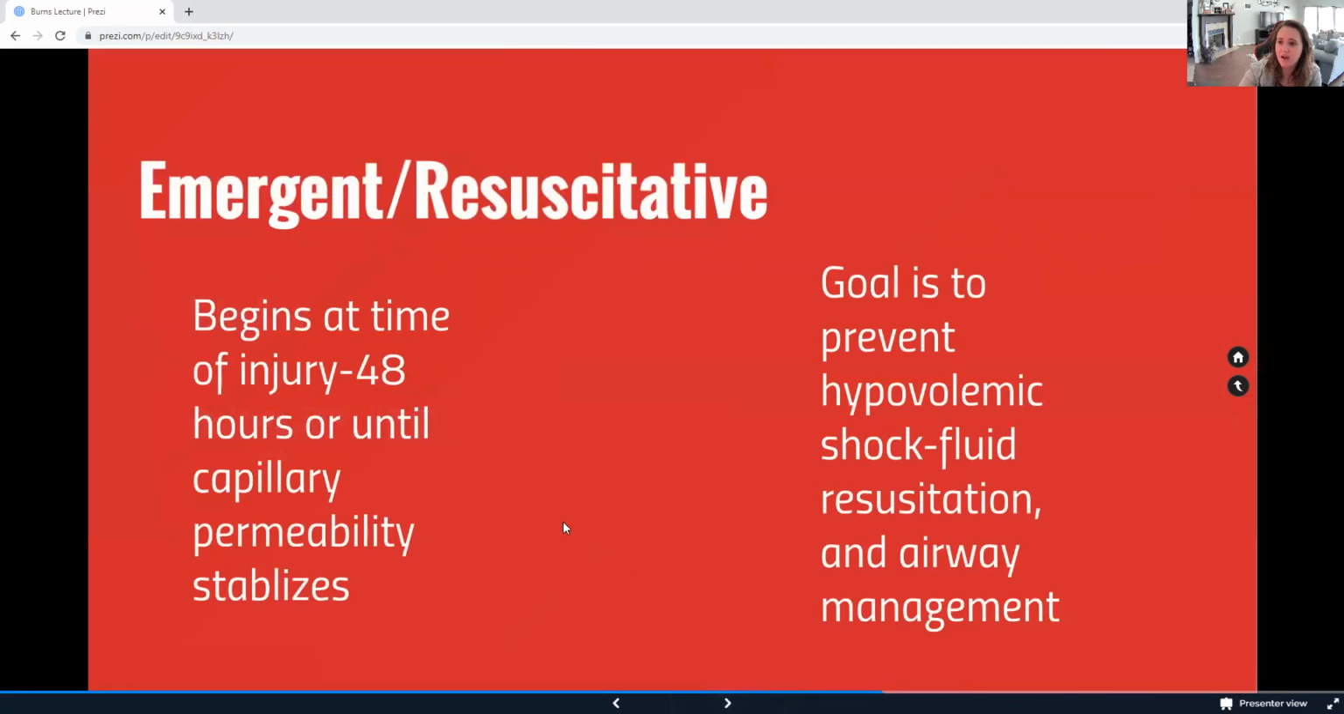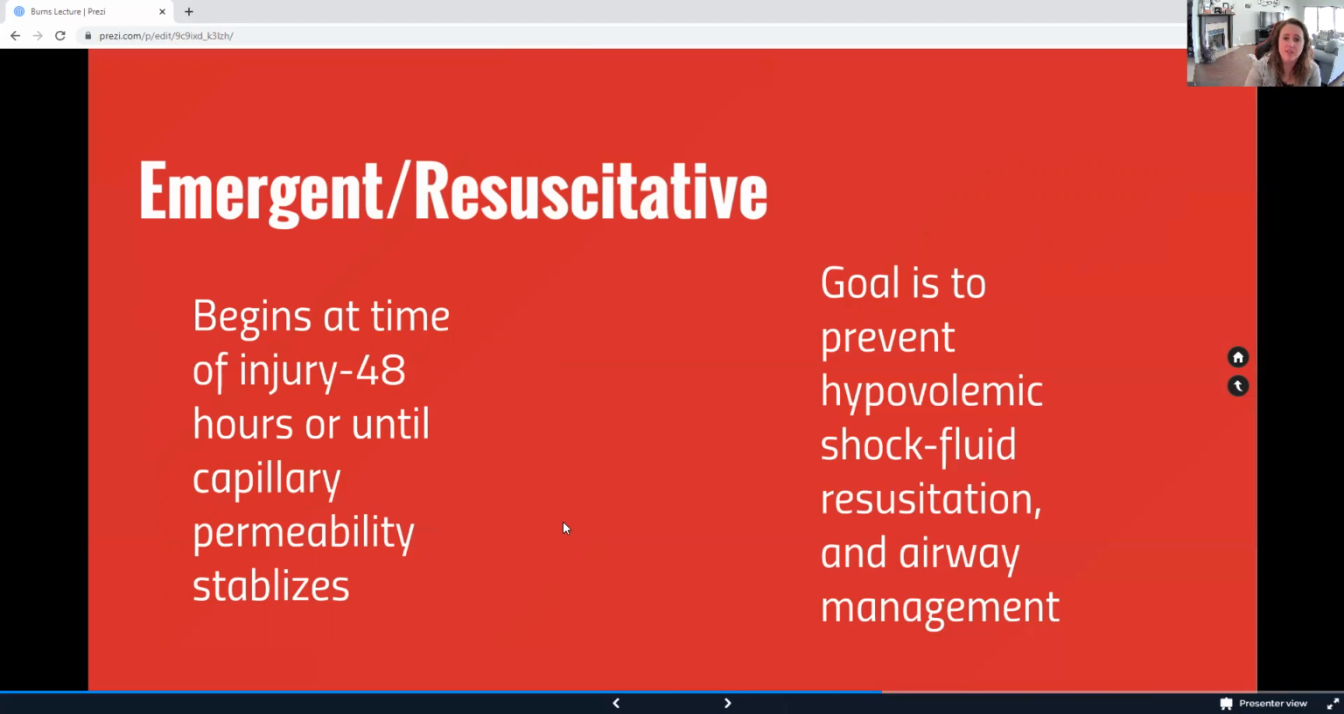So looking closer at that emergent or resuscitative phase, this begins at the time of injury and can last up to 48 hours. That's typically when we start to see that capillary permeability start to stabilize. So once our intravascular volume is no longer leaking out everywhere, then we move into the acute phase. Obviously our goal in this phase is to prevent hypovolemic shock. So we're going to do fluid resuscitation and also airway management.